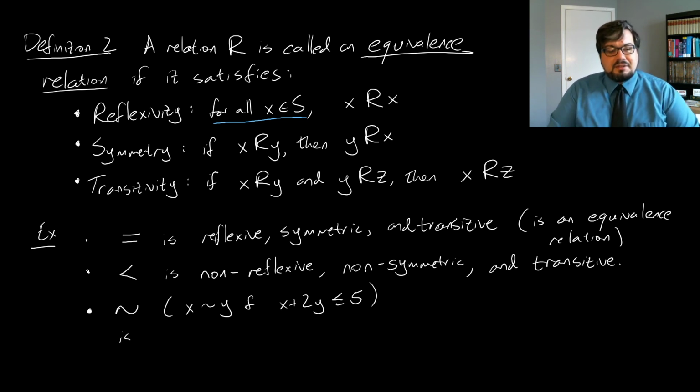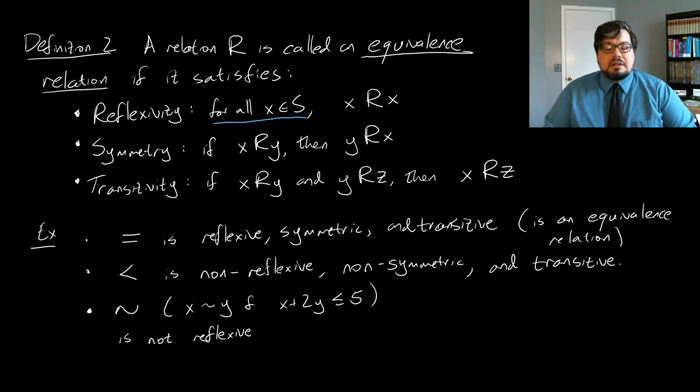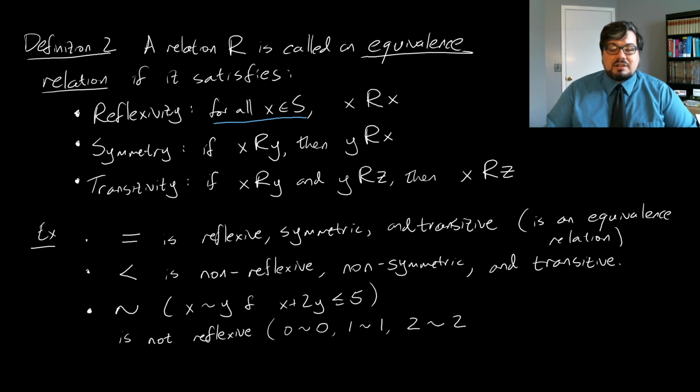So for instance, this is not reflexive. And you can't necessarily see that the first time you try it, because we've got that, for instance, 0 is certainly related to 0, because 0 plus 2 times 0 is less than or equal to 5, and 1 is related to 1. 1 plus 2 times 1 is less than or equal to 5. So you can find lots of elements that are related to themselves, but you can find some elements that aren't related to themselves. And as long as you can find a single element that's not related to itself under your relation, that means your relation is not reflexive.